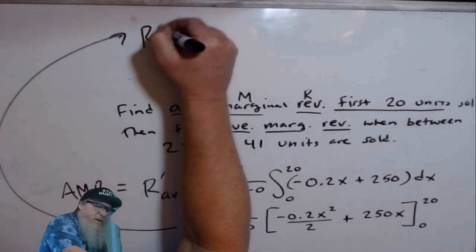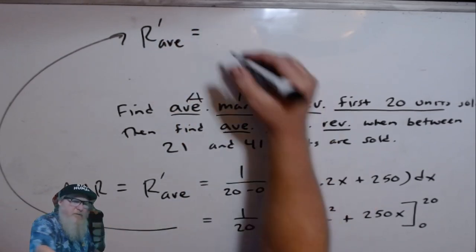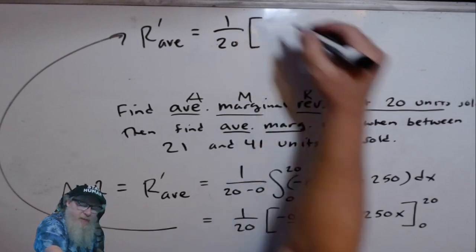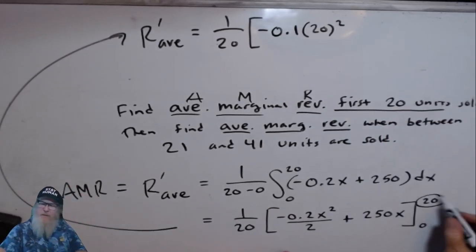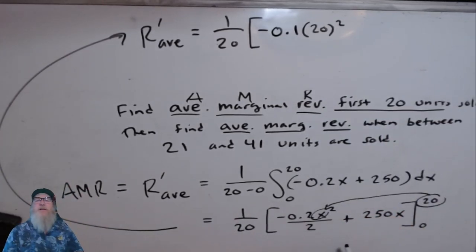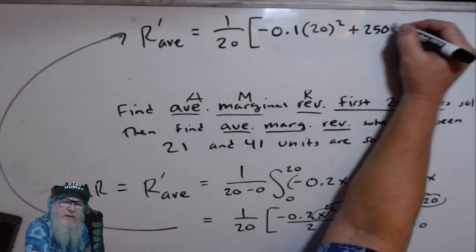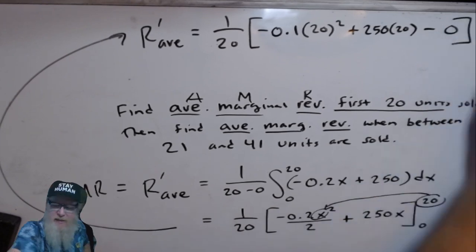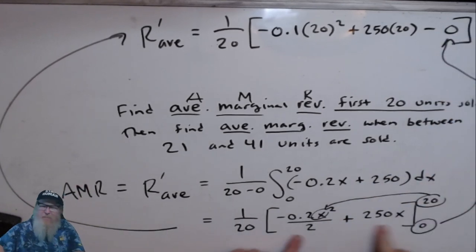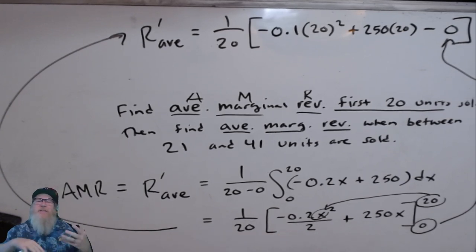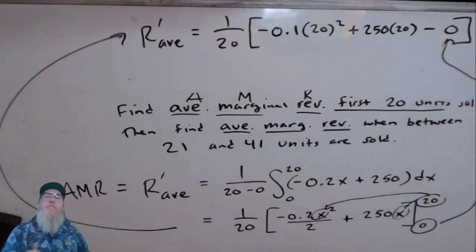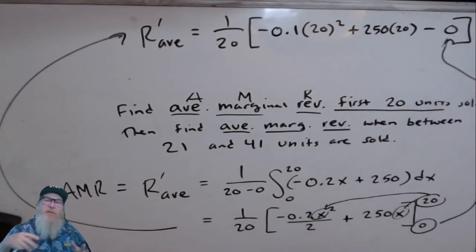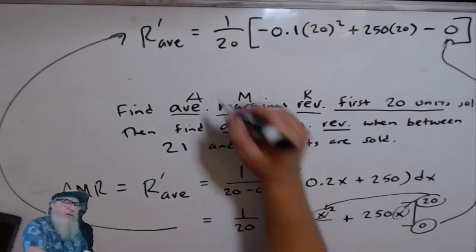So R prime AV from 0 to 20 is 1/20 times negative 0.1 times 20 squared. Right, I'm plugging in 20. I'm also simplifying the constant. Plus 250 times 20 minus 0. Because this is a polynomial, when you plug in, it's a polynomial with no constant term. Everybody has an x. When you plug in 0 for x, you're just going to get 0. Right. That's mainly just for your notes, so you know that I actually did plug in 0. I got 0 when I did it.